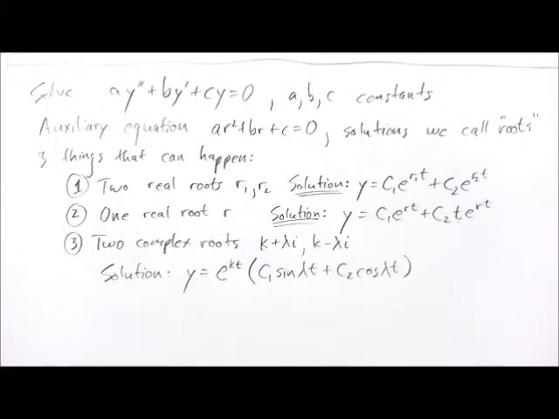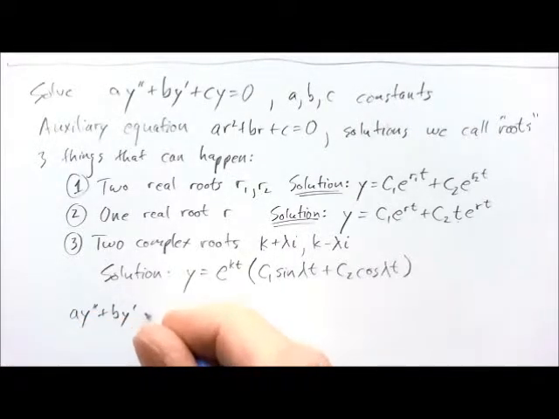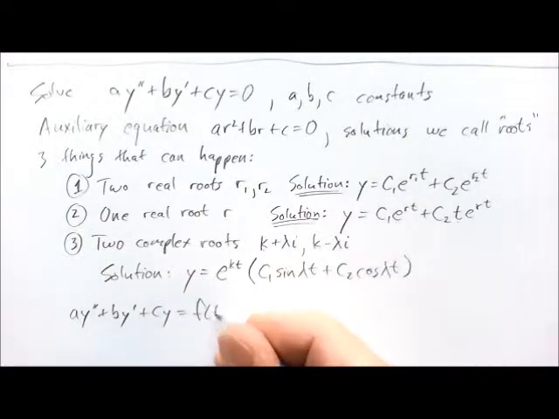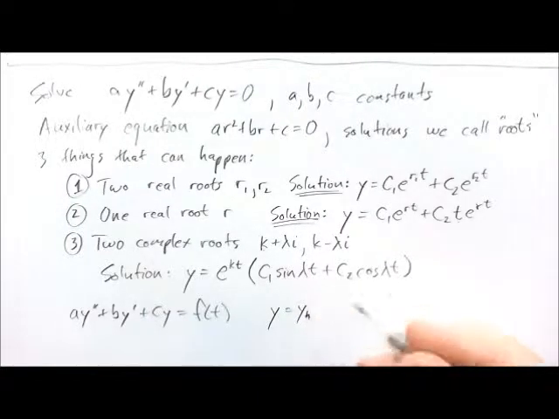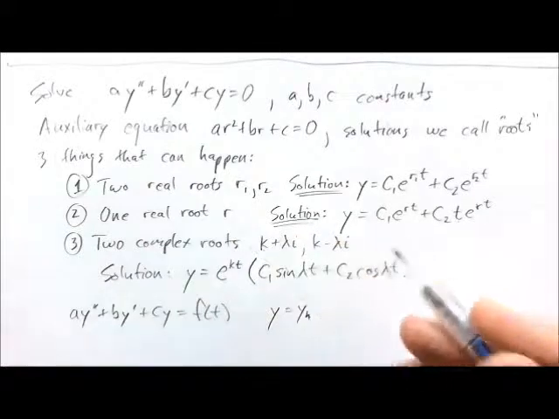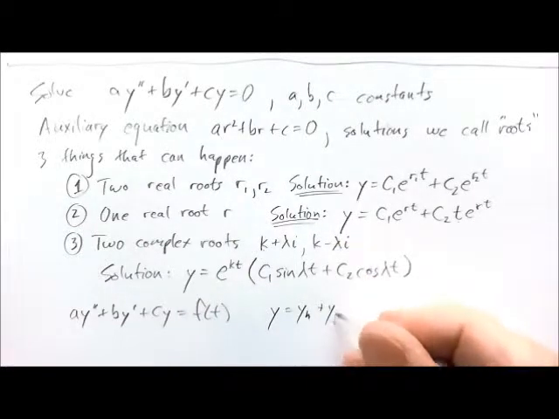The next video will run through, remember when we're solving something that looks like a y double prime plus b y prime plus c y equals f of t, that we decided that the solution looked like y equals y sub h, the homogeneous solution, which is what we've gone over finding here, plus y sub p, the particular solution. So in the next video, we'll look at how to find this y sub p, the particular solution.